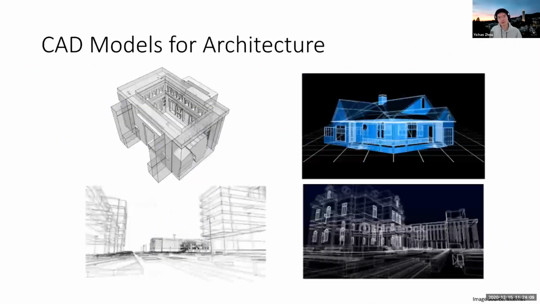Maybe we can get some intuition from architects. When architects try to design a building, they first draw the CAD model, either on paper or on a computer, right? Computer-aided design model. This kind of model is highly structured. Basically, they are composed of junctions, sharp corners, and straight lines, and planes, smooth curves. Maybe we can just try to predict our reconstruction results using a similar format.